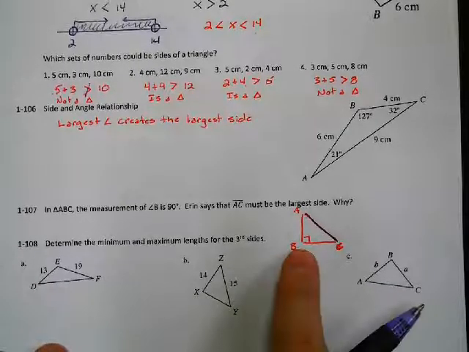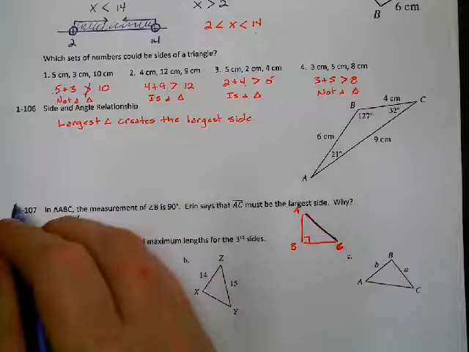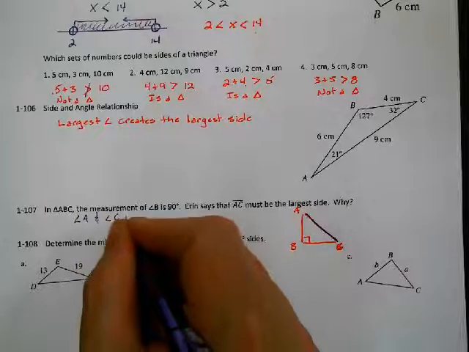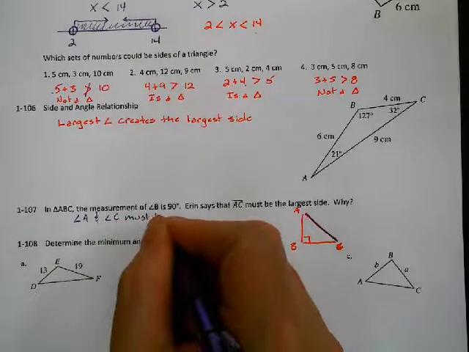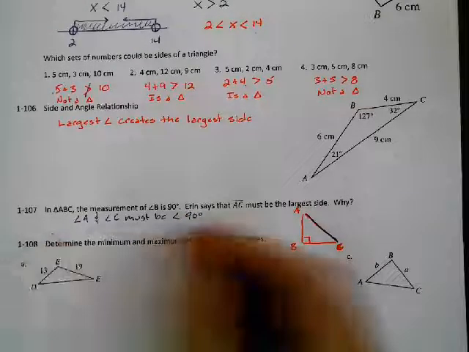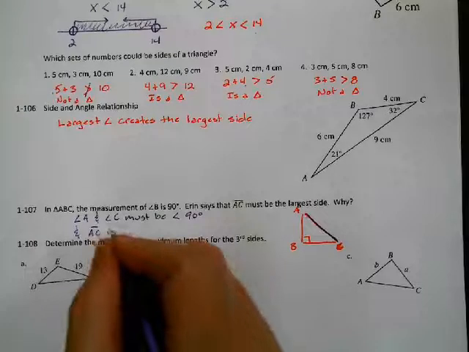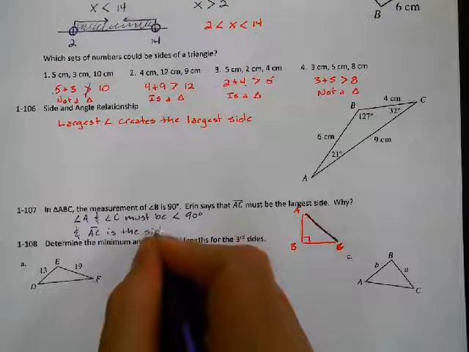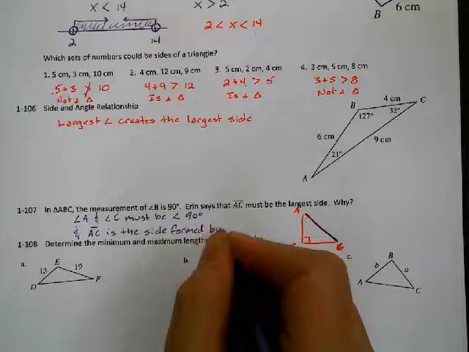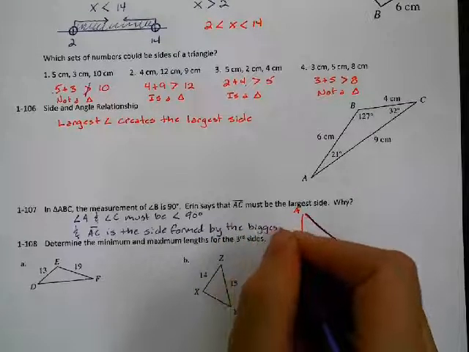So she's correct because angle A and angle C must be less than 90 degrees. And AC is the side formed by the biggest angle. And our biggest angle, of course, is 90 degrees here. So that has to be my biggest side.